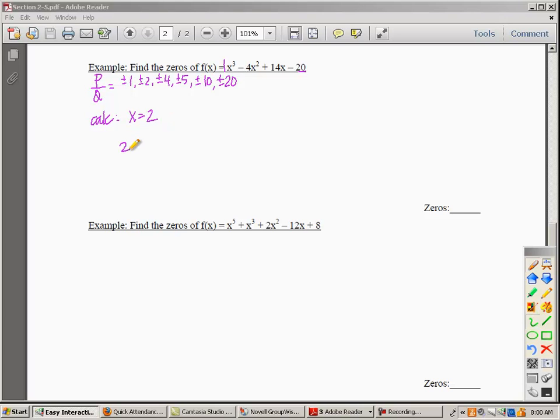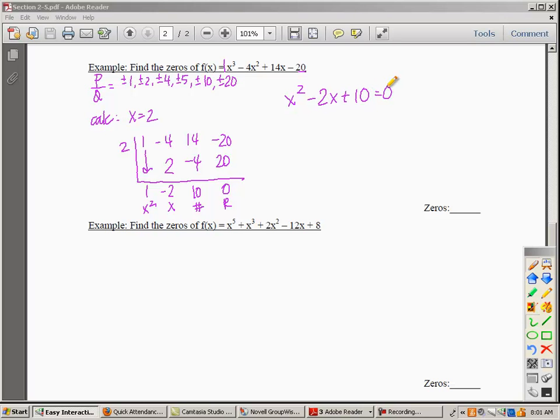So I'm going to take my 0, and I'm going to synthetic divide. 1, -4, 14, -20, and I better get a 0 at the end if it's a 0. So I drop the 1. 1 times 2 is 2, you get -2. -4 makes 10, and 20 makes 0. Again, this is my remainder, my number, my x, and my x squared. So I have this polynomial left, x squared minus 2x plus 10. And my goal is to find the remaining zeros.